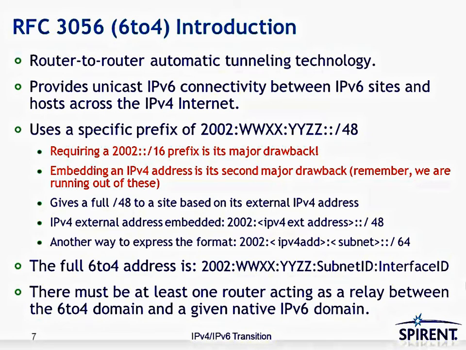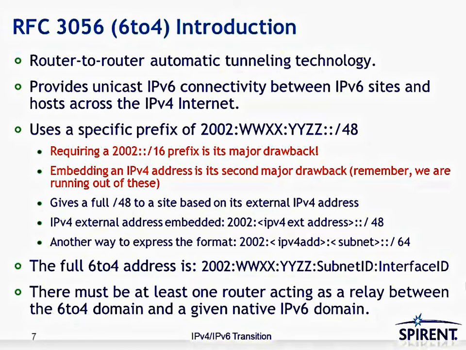So actually requiring a 2002 prefix is a major drawback of 6-4, hence 6RD. Embedding an IPv4 address is its second major drawback. Remember, we're running out of these, so this won't work on a globally wide basis, at least not for the foreseeable future. But it does give a full /48 to a site based on its external IPv4 address. So one external IPv4 address can be used by an entire intranet of IPv6. IPv4 external addresses are embedded in the 2002 prefix as I described above. So the next 32 bits following the 2002, giving you a /48.